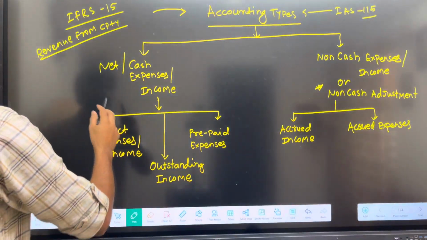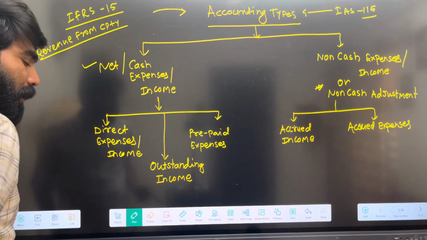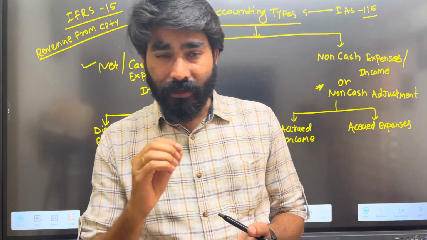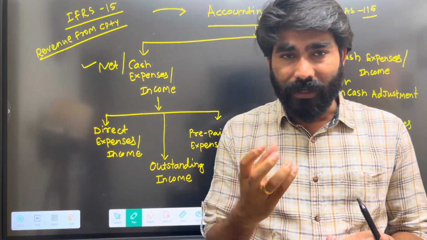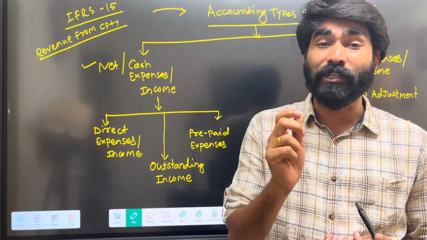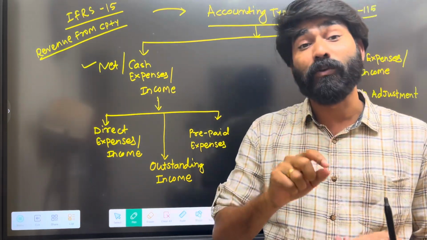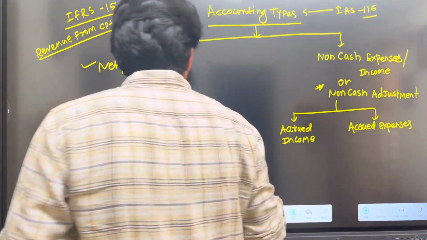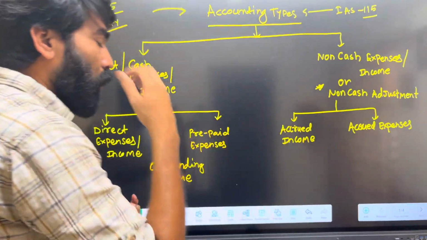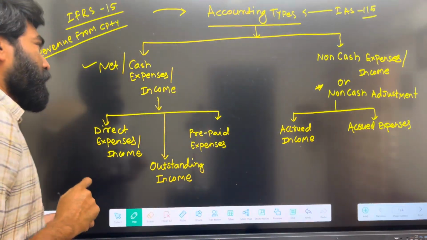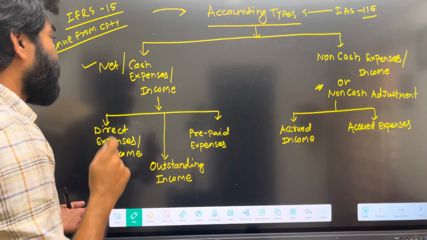One is net or cash accounting. It means you can record a transaction only when you have received it. For example, let's say a dividend you have received, then only you can record it. An interest payment, once you have received it, then only you can record it. If I talk about, let's say, management fees paid or expenses which have been paid, those expenses you can consider as net expenses.